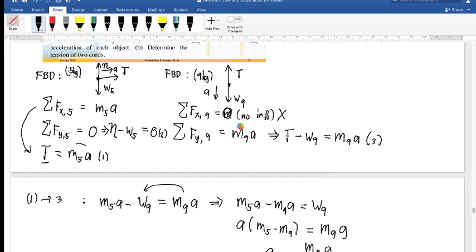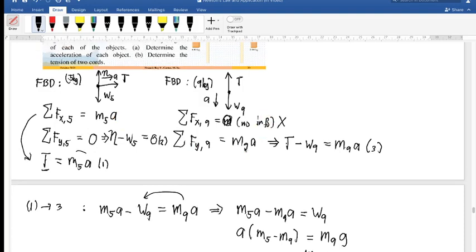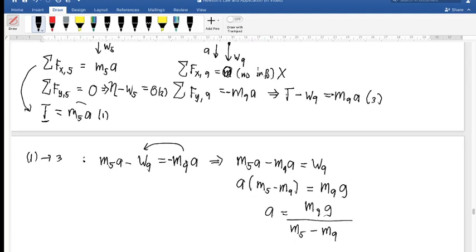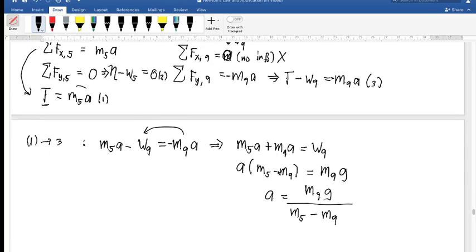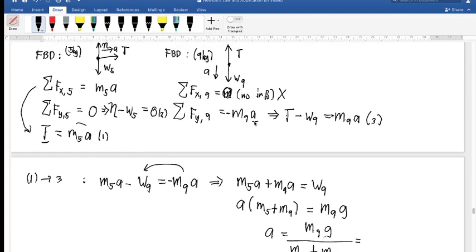Always remember that you also have to take note whether your acceleration is positive or negative, depending on its direction. I forgot that the acceleration along x for your 5 kg is positive because it is to the right, so there is nothing to change there. But here, since your acceleration is downward, the acceleration term for Fy of the 9 should actually be negative m9a. So sorry about that. So we have negative here, then negative here. So if we put it here, it becomes positive, and then positive, and then positive. So sorry about that, it should be positive. You have to take note of the direction of the acceleration.